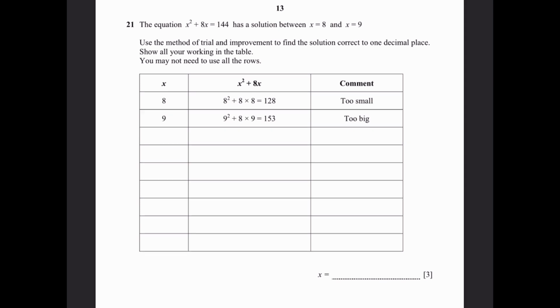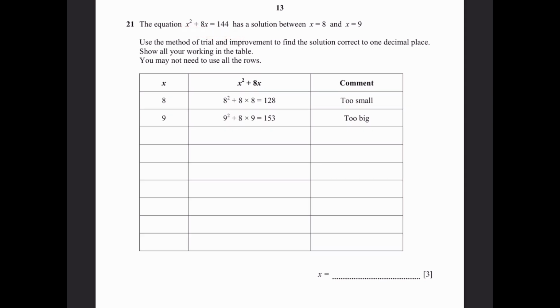The equation x squared plus 8x equals 144 has a solution between x equals 8 and x equals 9. Use the method of trial and improvement to find the solution correct to one decimal place. Show your working in the table. You may not need to use all the rows. So we've got the x values of 8 and 9. For 8, this value would be 128, and that's too small. And for 9, it's 153, which is too big. We need 144. So let's start with 8.5.